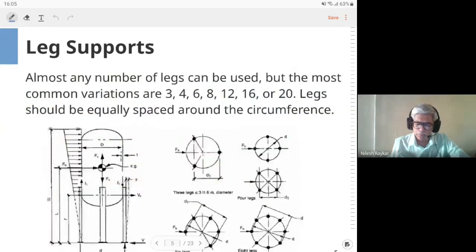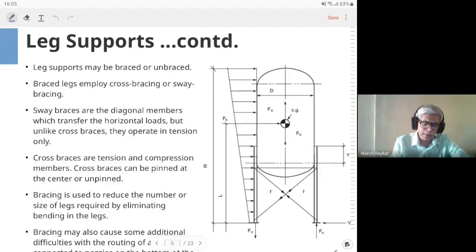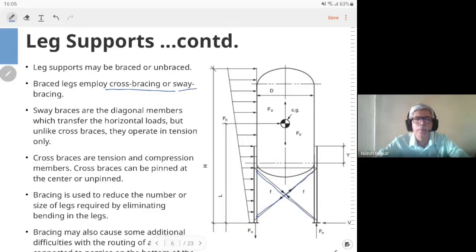With the leg type of supports, the point to be noted is that they can be braced, so you can have supports which are cross braced or sway braced. In bracing, the legs are stiffened by adding cross members between them. The difference between cross bracing and sway bracing is that in cross bracing the members are rigid, that is, they are steel sections, whereas in sway bracing they are tension-only members or cable-like structures.